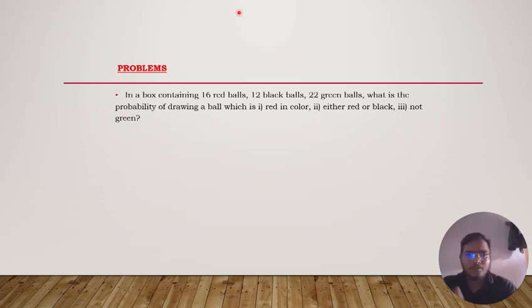So the first problem is: a box contains 16 red balls, 12 black balls, and 22 green balls.